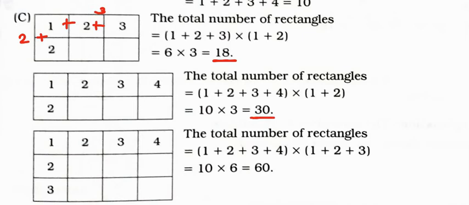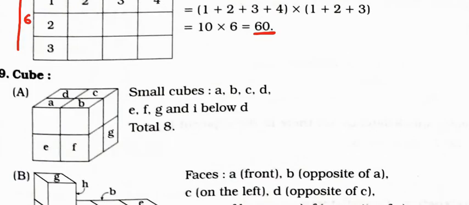Now here 1 plus 2 plus 3 plus 4, that is 10, and here it is 1 plus 2 plus 3 is 6, that is 10 6s are 60. This method is applied when the two sides are not the same, then we have to apply this method. Now next one, cube.